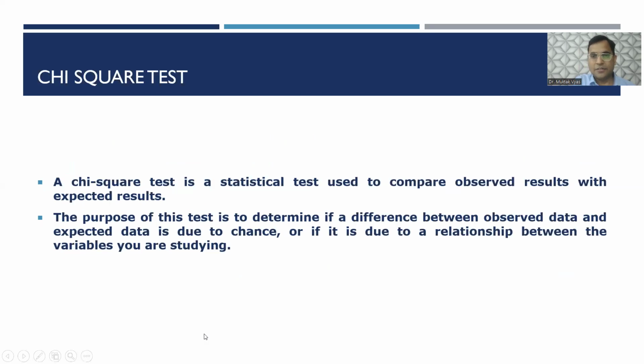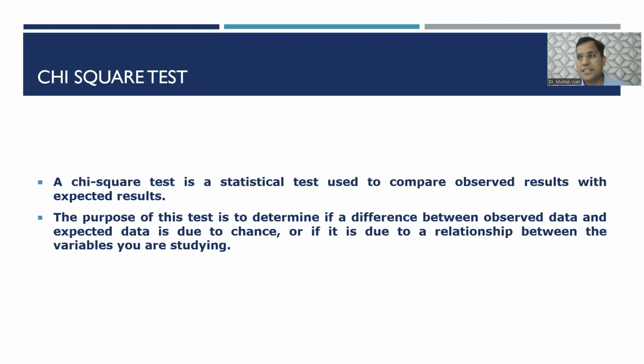Now the third category of test is chi-square test. The third parametric test. A chi-square test is a statistical test used to compare observed results with expected results, observed frequency with expected frequency. The purpose of this test is to determine if a difference between observed data and expected data is due to chance or if it is due to a relationship between the variables you are studying.